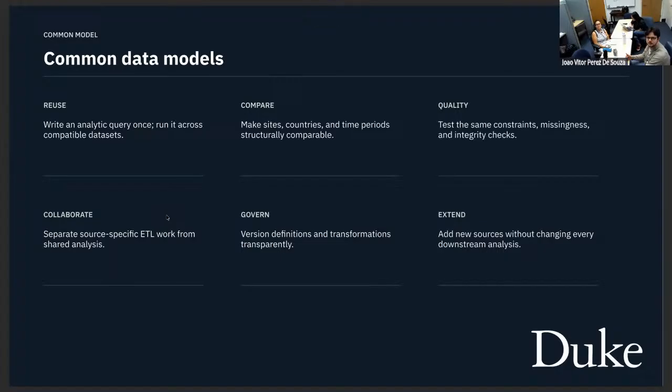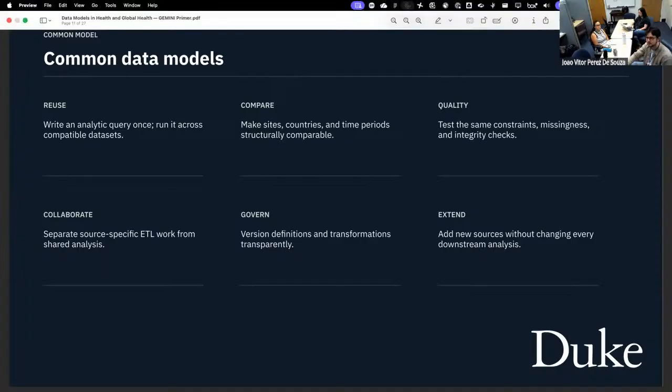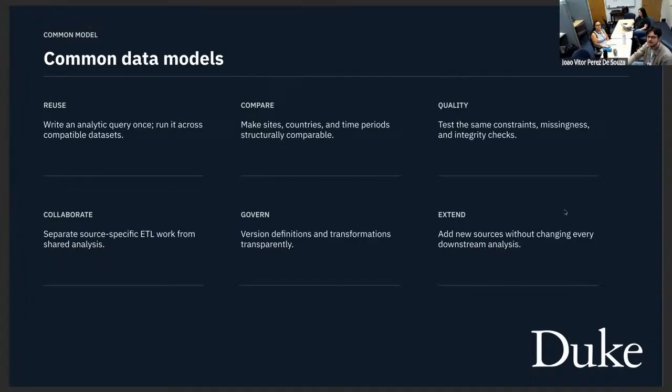Okay. So common data models are good because they help you reuse your data. They help you to compare your data to other studies. They ensure quality because then you can always rely that an issue, maybe a missing data, is not happening by human error. It's happening because it actually wasn't collected. It allows you to collaborate across different units. It allows you to actually govern the version of the data model as well. So this can also play into the data governance of your field and your data, and then extend to new sources. That's really, really important.